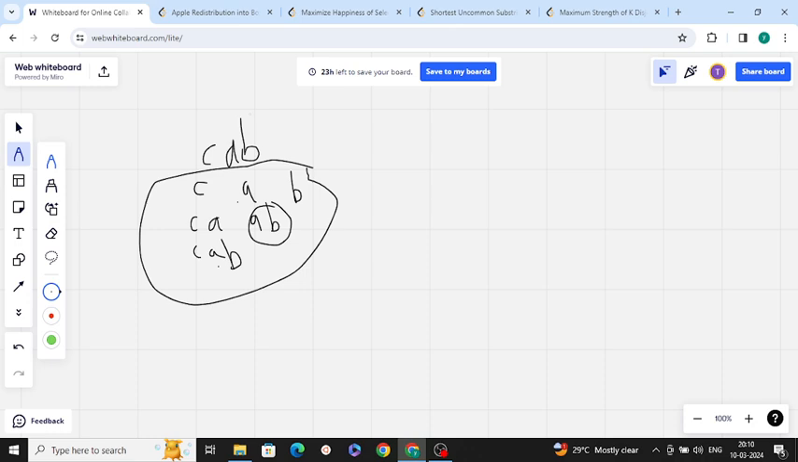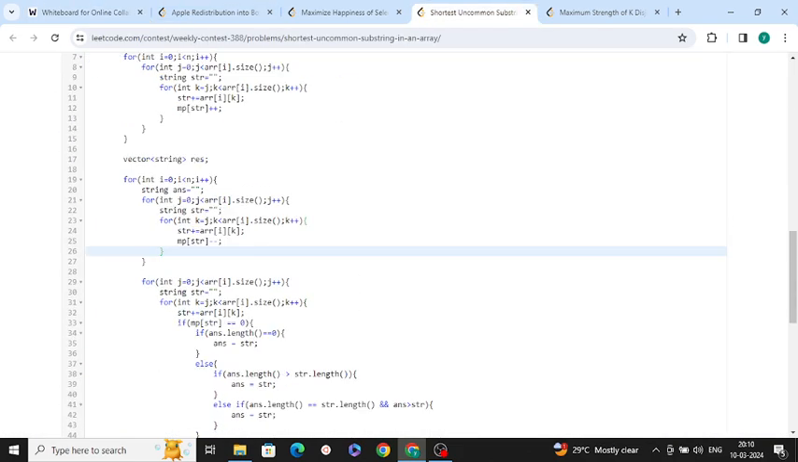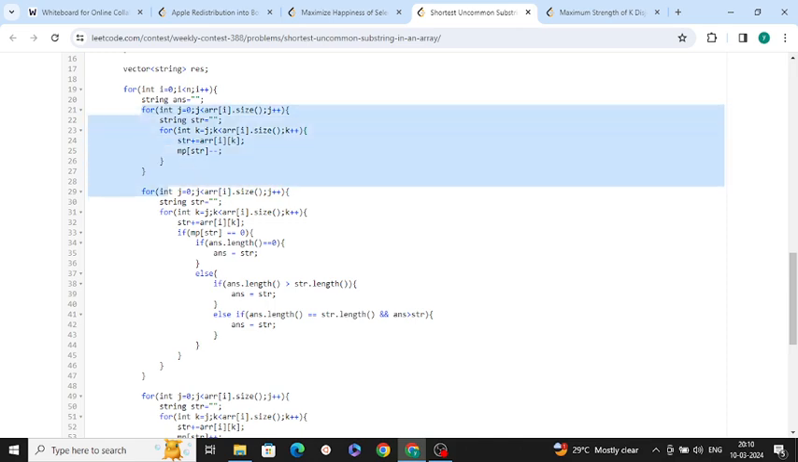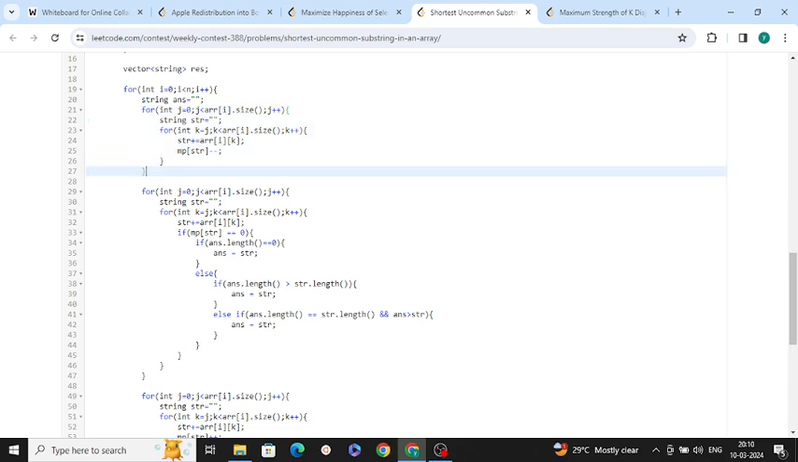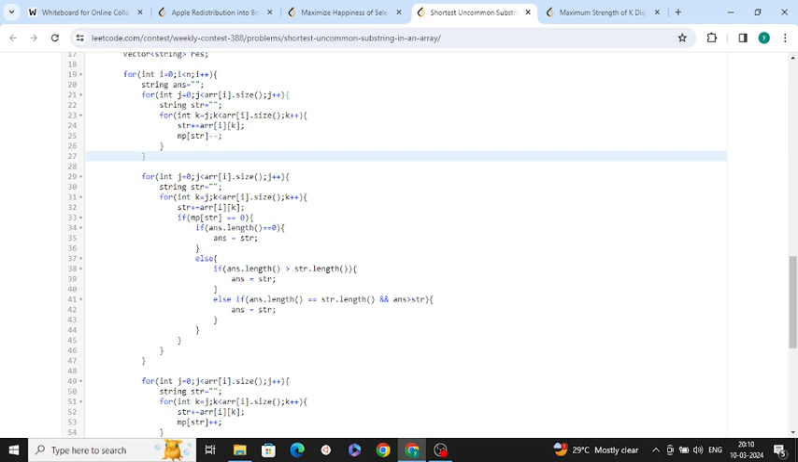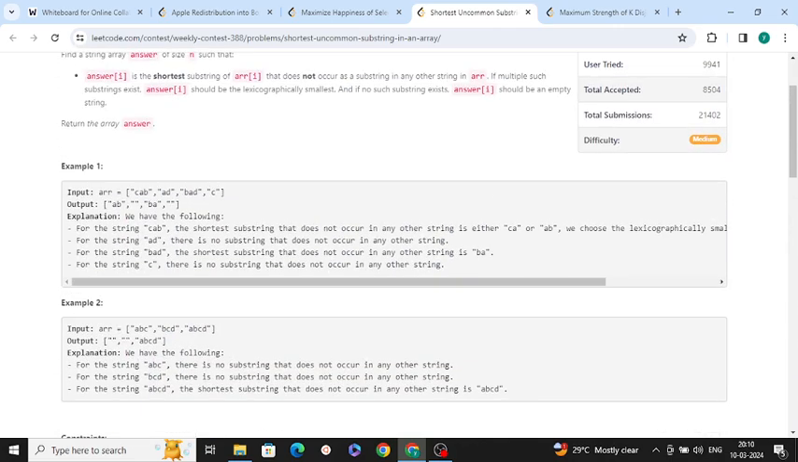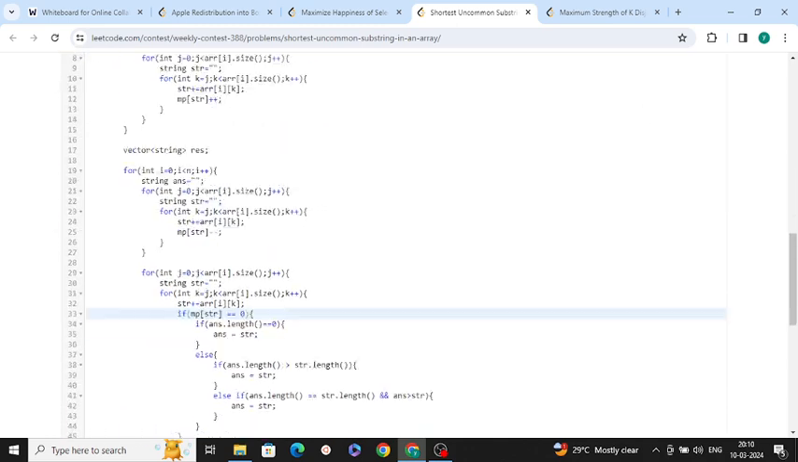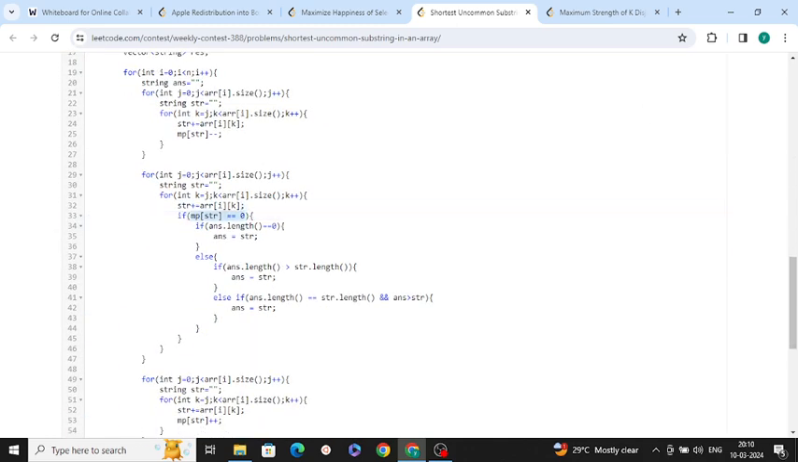So we need to decrement it and then check for the remaining ones, and after completion of that task we'll increment it again, because now it will be moving to the next string. So we are decrementing the count for every substring of the string. Next, we traverse this particular string and check whether each substring is present in the map or not. Let's say for CAB, AB is not present in the map, so its map count will be 0.